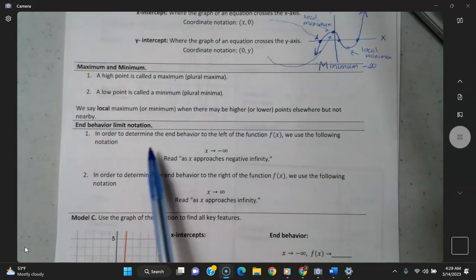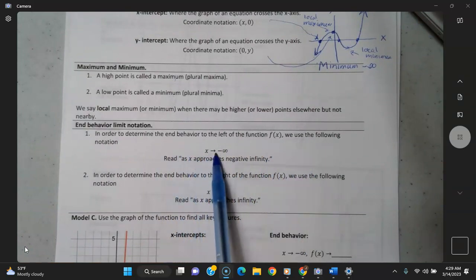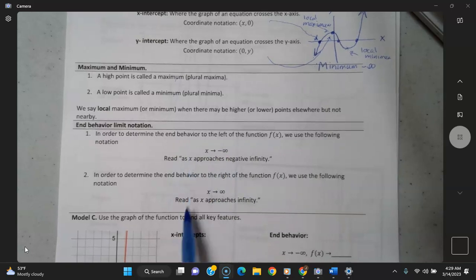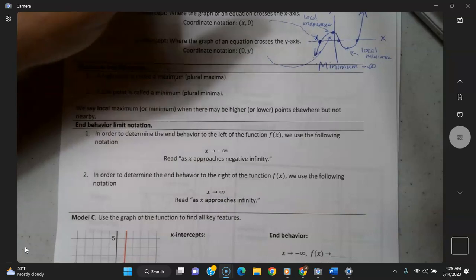Okay, notation: in order to determine the end behavior of function f of x, we use the following notation: as x approaches negative infinity, or as x approaches infinity, positive infinity. Okay, let's go ahead and do a few of these.